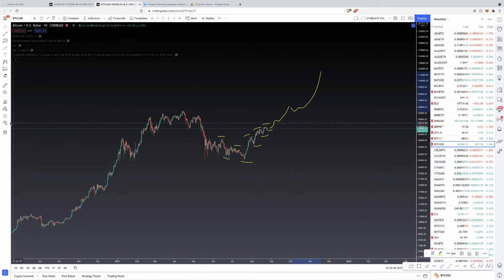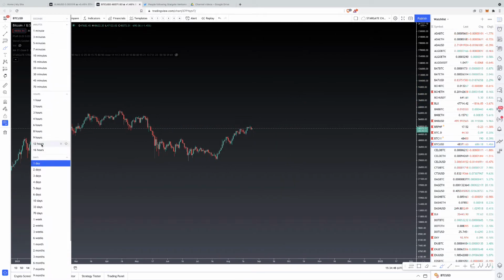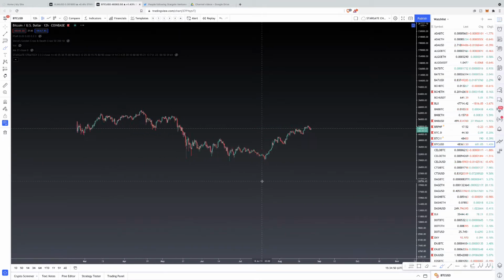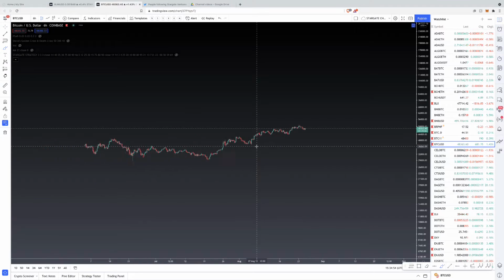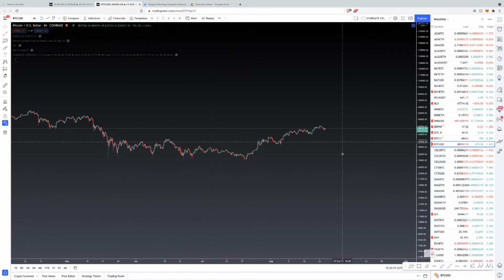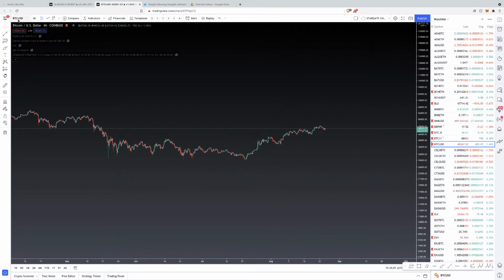So that's what I'm seeing right now with Bitcoin. We're still holding up that market structure. I'm going to go down in the lower time frames. So on the 12 hour, now I'll go down to a 6 hour so we can see it better. So we've had this kind of trend building right here.